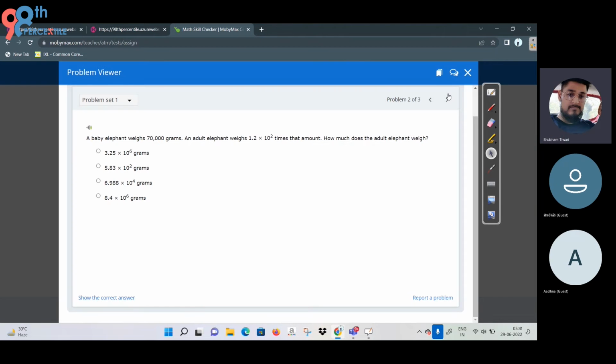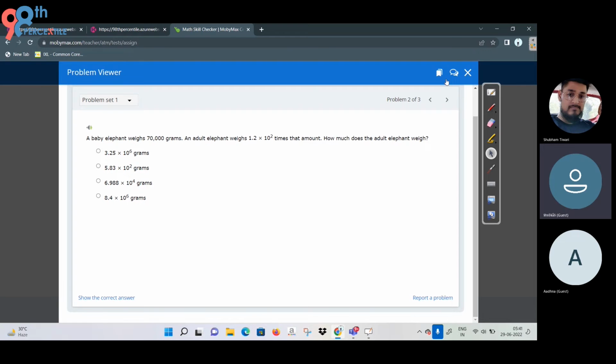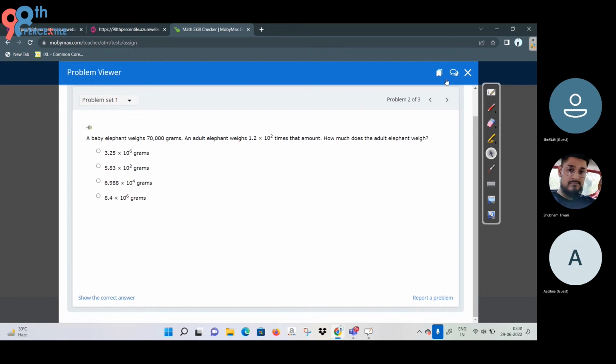A baby elephant weighs 70,000 grams and an adult elephant weighs 1.2 multiplied by 10 to the power 2 times that amount. How much does the adult elephant weigh? Very simple question. I got the last option. Okay.